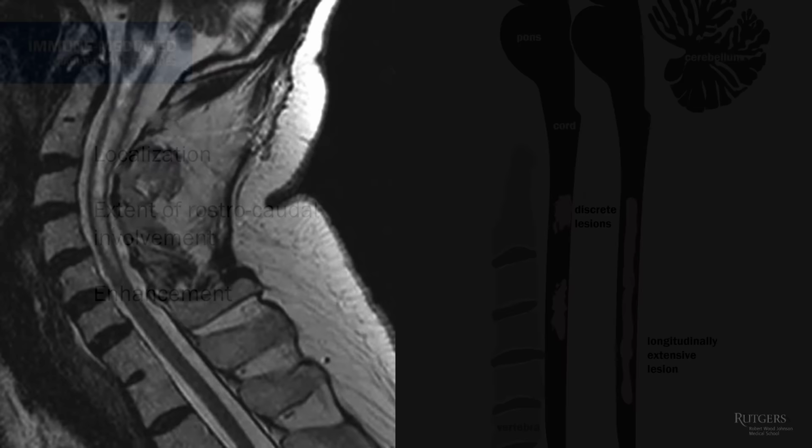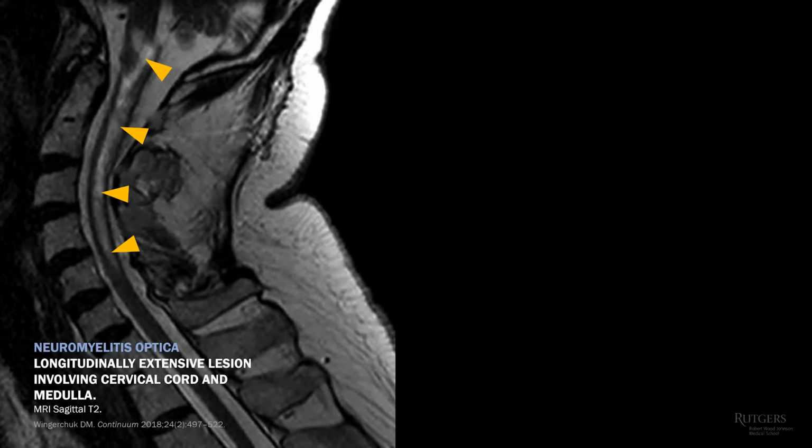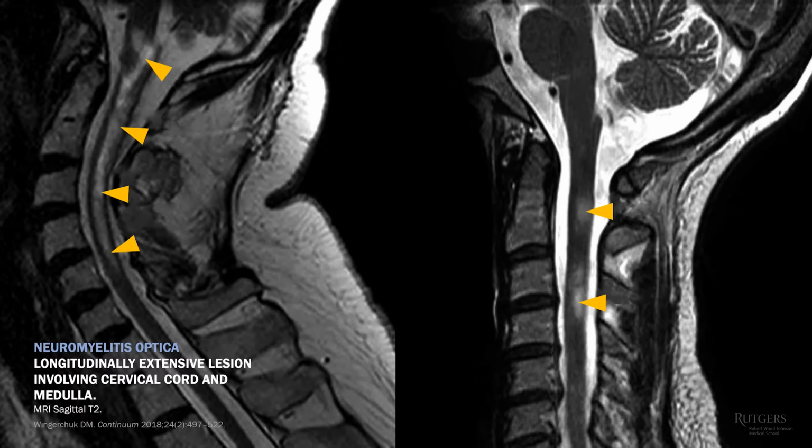Here, you're looking at a sagittal T2 MRI of the spine with a section roughly midway through the spinal cord. Can you see the problem? There's an extensive lesion involving the cervical cord and the medulla. Well, this is a typical longitudinally extensive lesion, and this patient has neuromyelitis optica. Now, how is this next image different? Well, the lesions are more discrete. This is an example of a patient with multiple sclerosis.